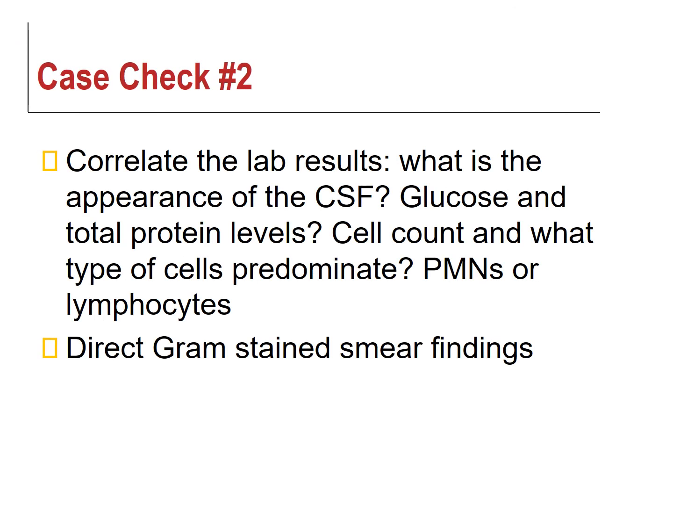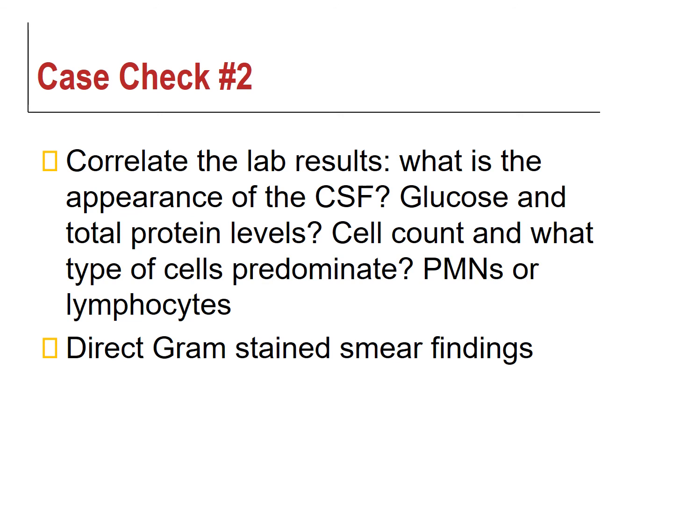So let's do the last case check, correlating the lab results. What is the appearance of the CSF? What are the glucose and total protein levels? What is the cell count and what type of cells predominate? Are they neutrophils or lymphocytes? And of course, the direct Gram stain smear findings. So make sure that you correlate these findings. Go to hematology to check the cell count. And most important of all, as I mentioned, it's the direct Gram stain results.